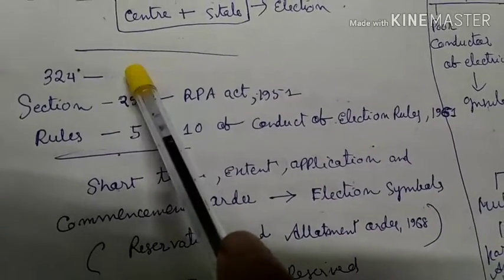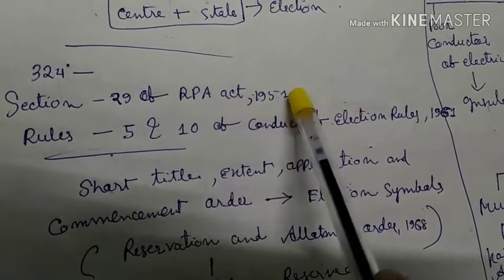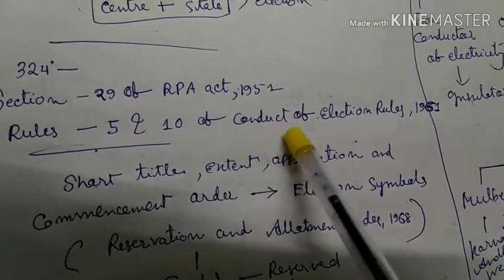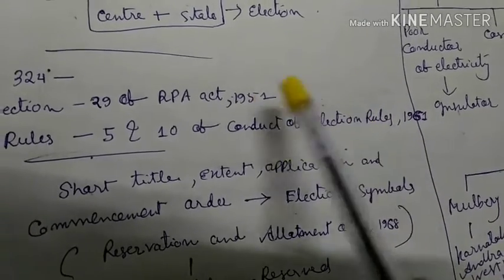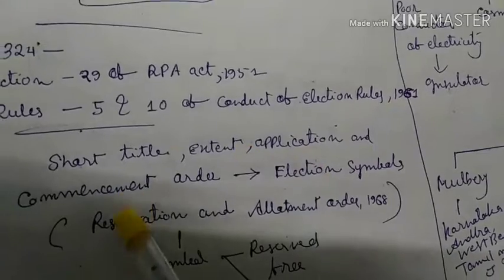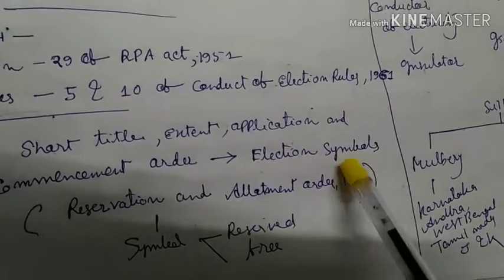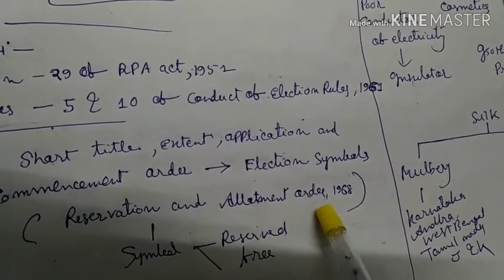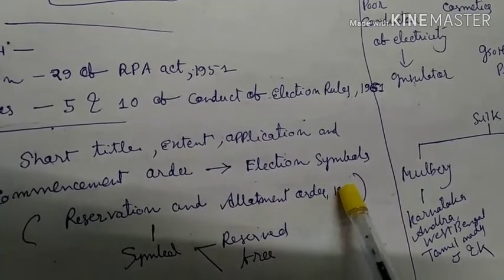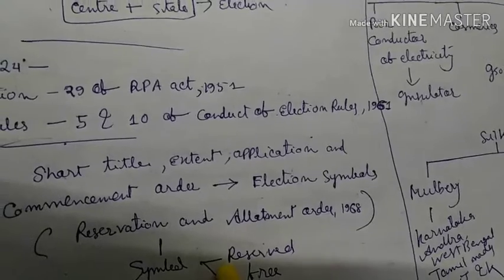I'm again saying that under Article 324, Section 29 of the Representation of the People Act 1951, and Rules 5 and 10 of the Conduct of Election Rules 1961, under the power of these three provisions, the Reservation and Allotment Order for Symbols 1961 was made. Under this, two types of symbols were issued. One is reserved symbols, which are reserved only for recognized political parties. And the symbols apart from reserved symbols are known as free symbols.